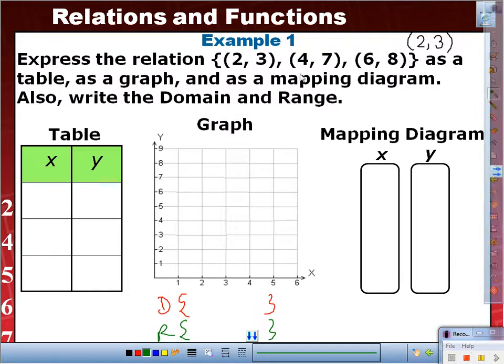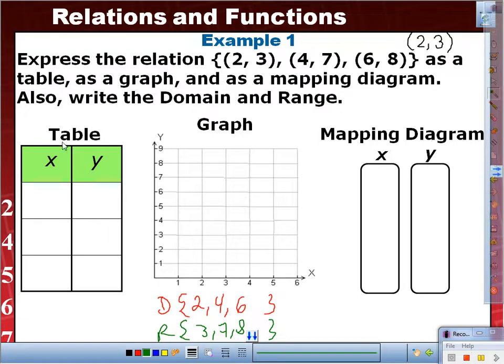All right, look at it. Tell your neighbor the domain for that relation, please. All right, so I heard people say 2, 4, 6. What do you guys notice that I didn't say again? 2, why not? Because we already have a 2 in there. Next, tell your neighbor the range of that relation. 3, 7, 8. That is correct. Did we repeat the 3 again? No, because we already have a 3. Are we done with domain and range so far?